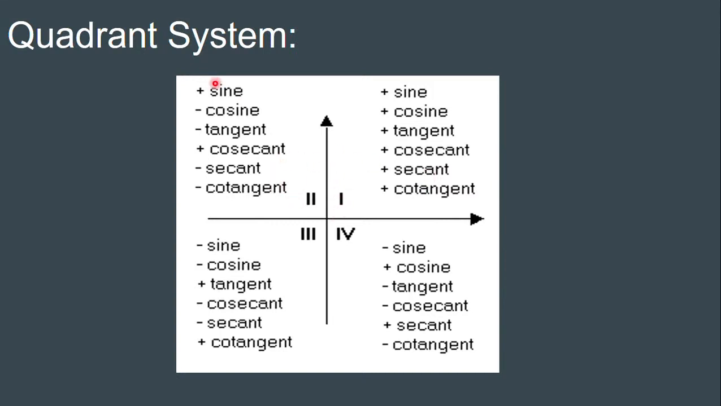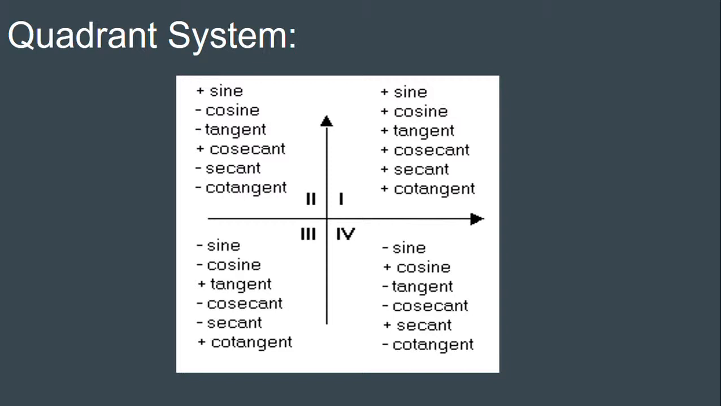In the second quadrant, only sine and its reciprocal cosecant are positive, the rest are negative. In the third quadrant, only tangent and its reciprocal cotangent are positive, the rest are negative. In the fourth quadrant, cosine and its reciprocal secant are positive, the rest are negative. So we have to remember all these so that we can determine them properly.